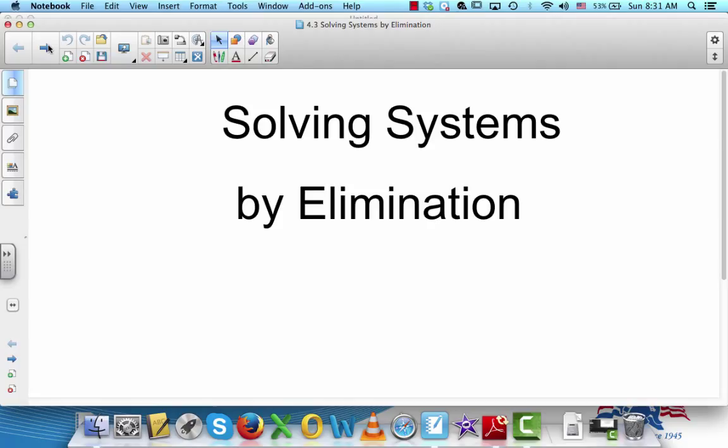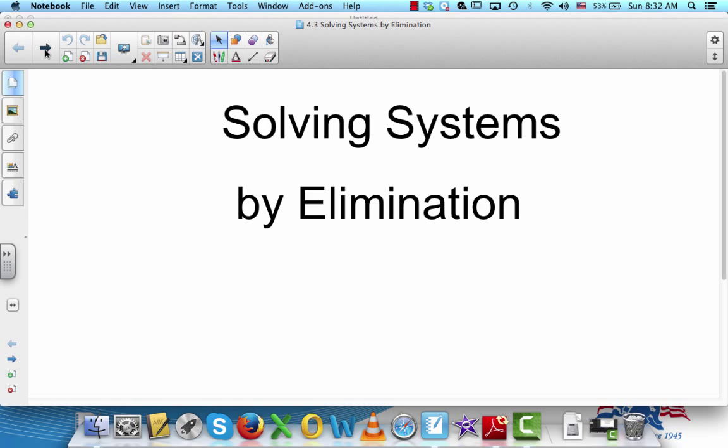You previously solved by graphing and by substitution, and this time it's going to be by elimination. One of the good things about this is that after doing graphing and substitution, I believe you'll find that solving systems by elimination is a welcome relief.